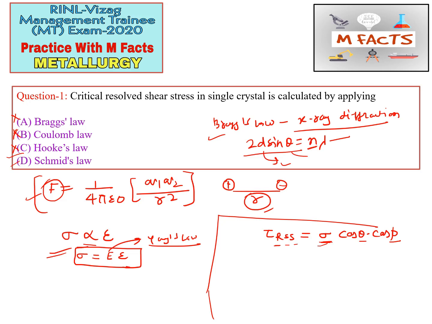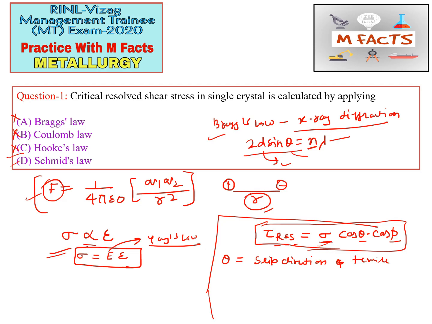One of the angles, theta, is the angle between the slip direction and the tensile axis. I will show you in an upcoming video, with a diagram, how we derive this formula. But just for understanding, you can understand that theta is the angle between the slip direction and the tensile axis.